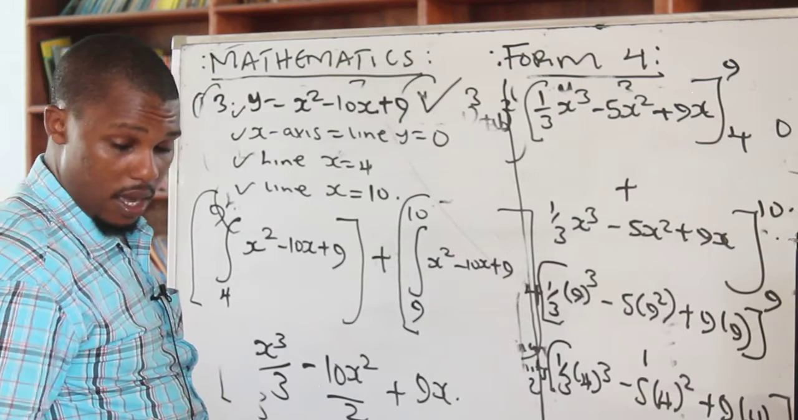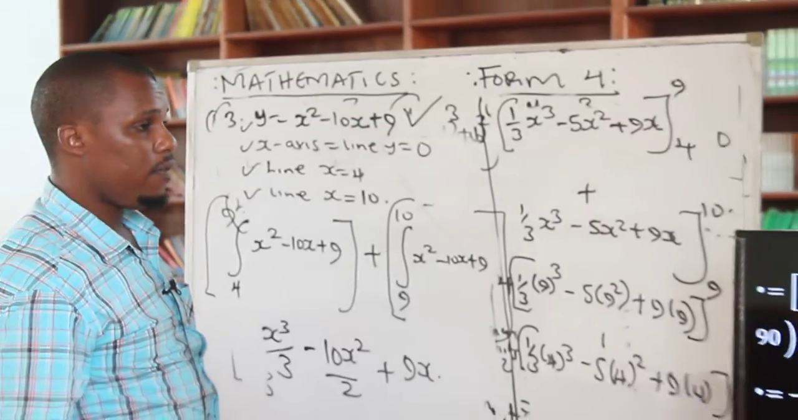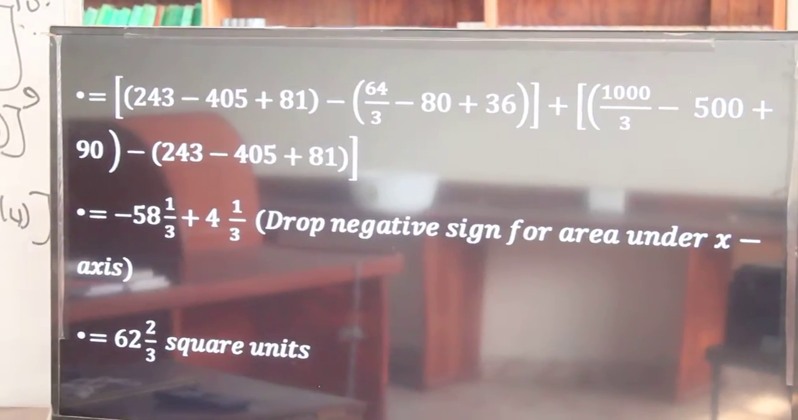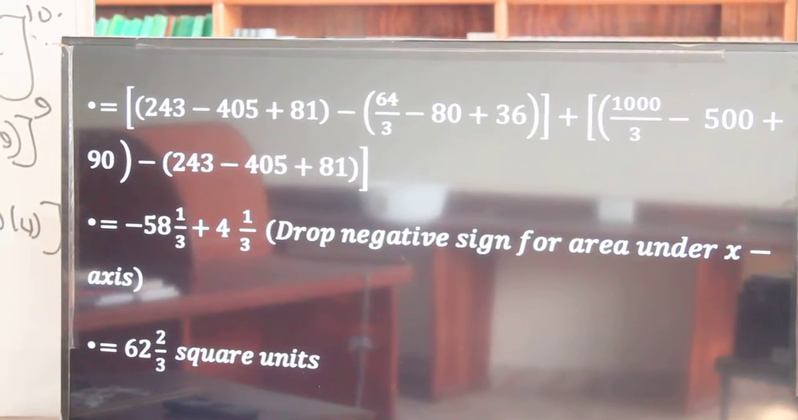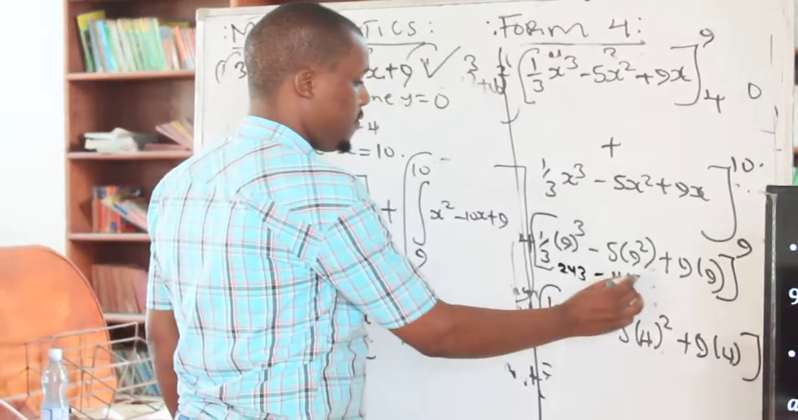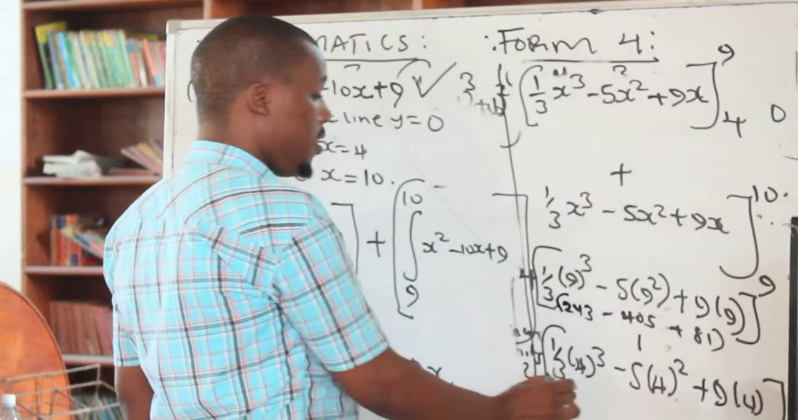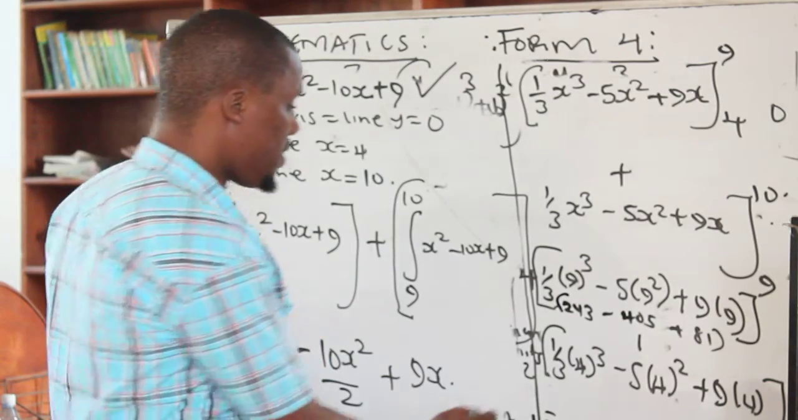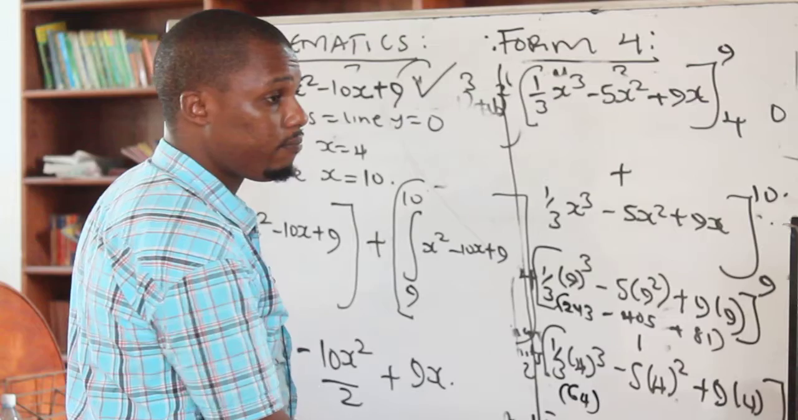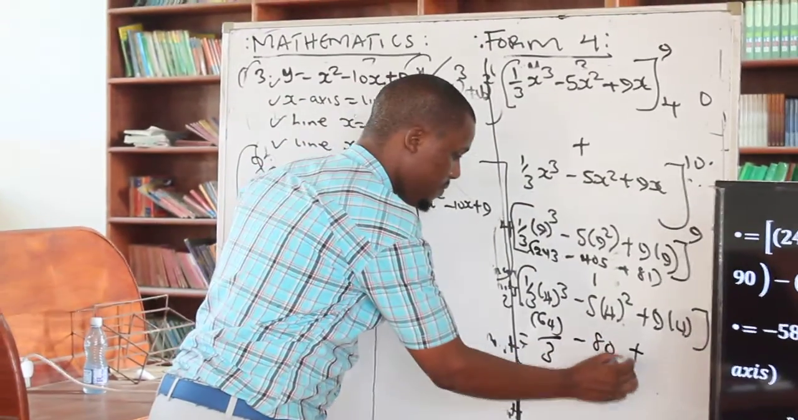Then I would have tried to work that one out. When you do the first part, it is giving us what? The first part is giving 243. So when you work with this one, you get 243. Then minus what? 405. Then plus what? Plus 81. Okay? Then the bottom part, again, is giving us 64 over 3, minus 80, then plus 36.